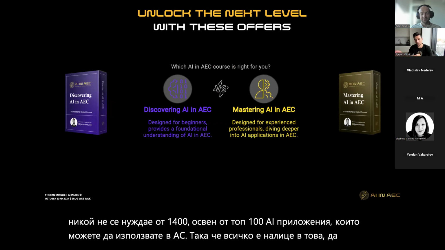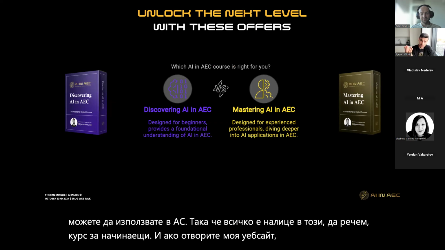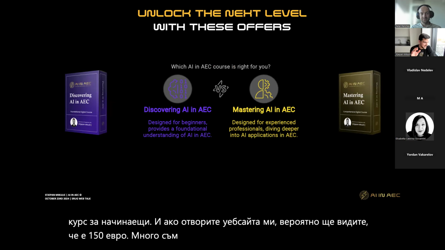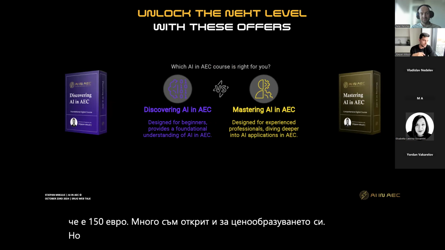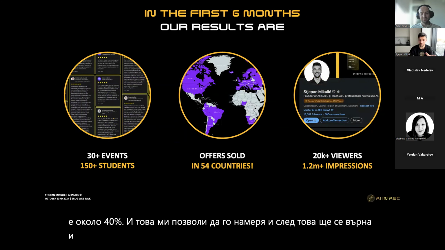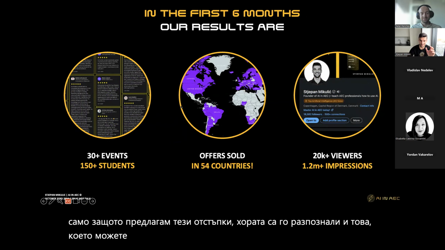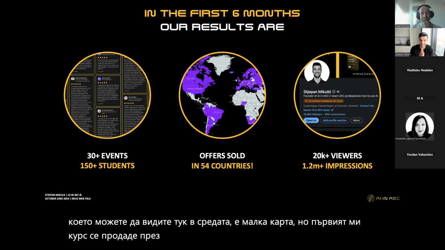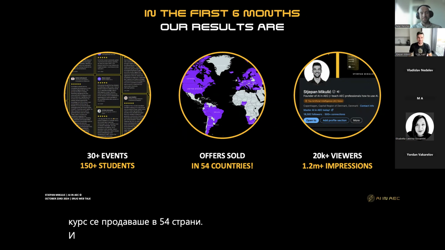And if you open my website, you're probably going to see it's 150 euros. I'm very open about my pricing as well. But the only discount I offer, I don't do any Black Friday, Christmas discounts, nothing, is for lower income countries. And if you're based in Bulgaria, I think it's around 40%. Let me actually find it, and then I'm going to go back. And just because I offer these discounts, people have recognized it. What you can see here in the middle is a small map. But my first course sold in 54 countries. And I'm like, really? Oh man, this is incredible.